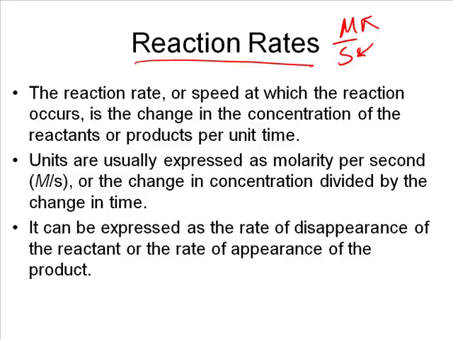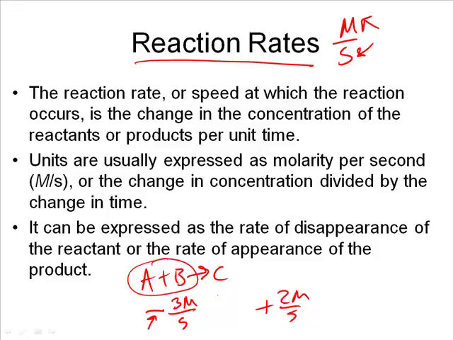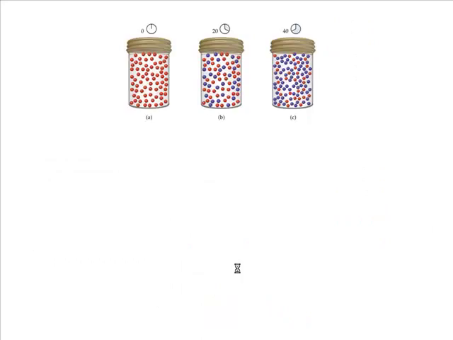So we can talk about how, if we have A plus B makes C, we could say A is going down by 3 molar per second. And notice we put the negative there because it's going down. Or we could say that C is going up by 2 molar per second or something like that. So the reactants are always going down. The products are always going up.